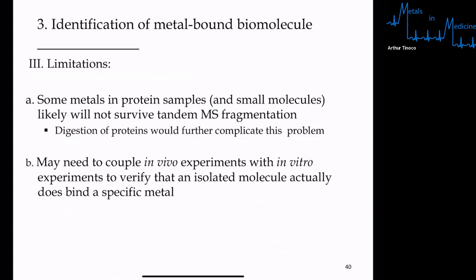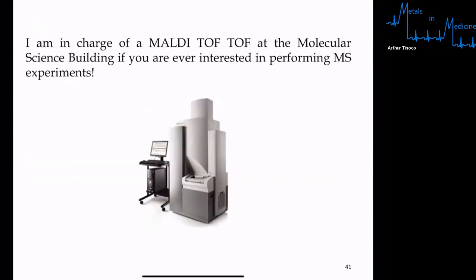All right, so what are the limitations of the use of mass spectrometry? Well, when you're doing tandem mass spec, during the fragmentation process, a metal bound to that particular species may not remain intact. As you can imagine, you need that ligation system, and if you start breaking up the molecule, you may lose the contacts with the metal because of it. And then you often would need to couple in vivo experiments with in vitro experiments. This is actually true of many techniques, not just mass spectrometry, that an isolated molecule actually does indeed bind a specific metal. So you need to have another technique that helps to confirm that that metal interaction is something that's actually real.